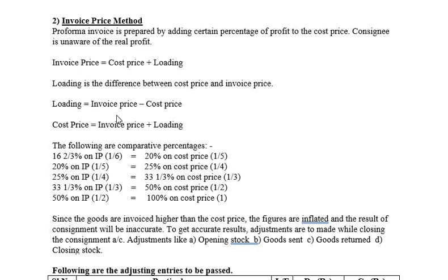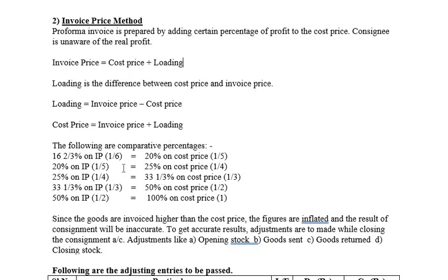When I solve the problems, you'll get to know it much better. For now, just remember that invoice price is the price which is more than the cost price, and loading is the difference between invoice price and cost price. If you know this one particular formula, you can find out the other two. Invoice price is equal to cost price plus loading, so loading is equal to invoice price minus cost price, and so on.